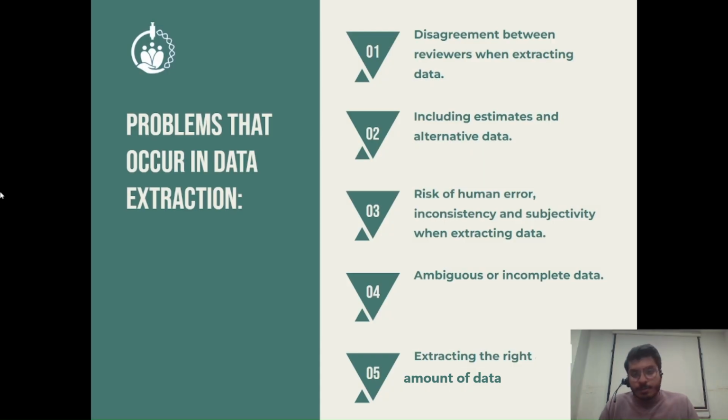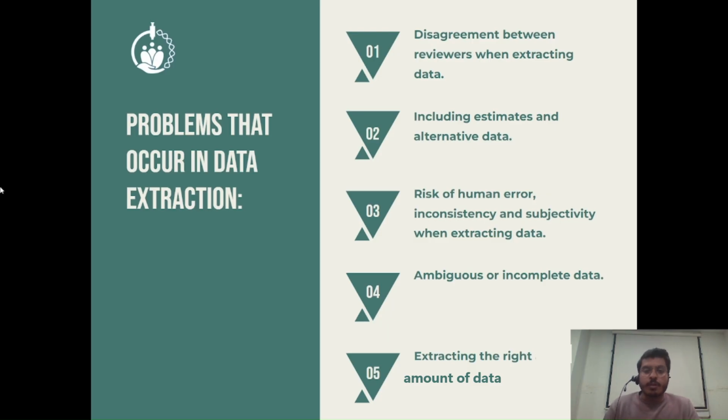The second issue that people face is including estimates and alternative data. So this means that often people misinterpret the data, or maybe they round it off, or maybe they represent it in a way that is not accurate, right? So in this case, it's important to extract the data as it is, as accurately as possible, and then discuss it with other reviewers and the person doing the analysis so that you can reach a conclusive outcome on whether that data set is able to be analyzed or not, right?